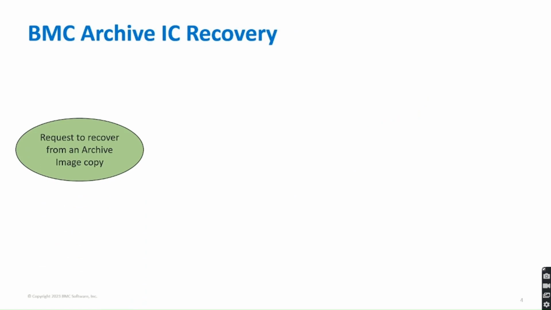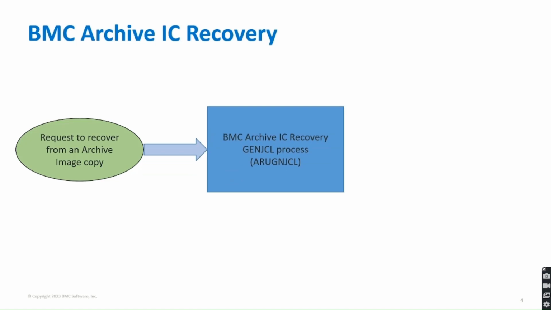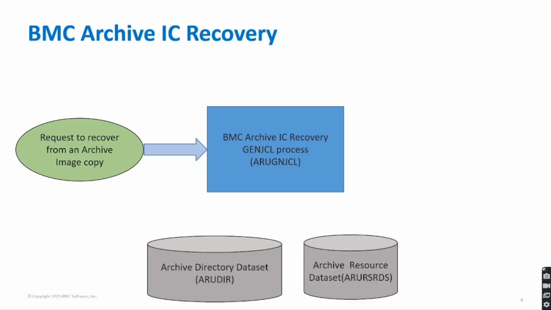User requests to generate JCL to recover a database from an archive image copy. Recovery is done using BMC Archive IC Gen JCL utility. The Recovery Gen JCL process validates the control cards and verifies that all the resources are available for the recovery. It reads control blocks from Directory Dataset, ARUDR. The resource file is restored so that we can establish the same environment that existed when the archive image copy was created.